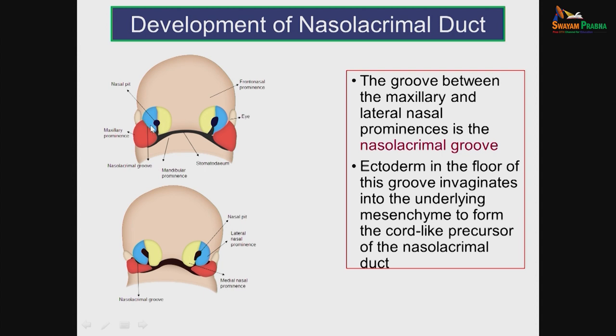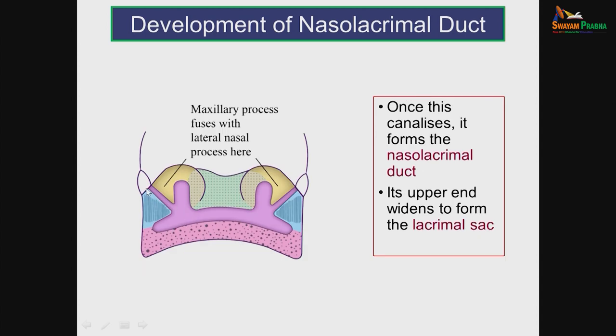This nasolacrimal groove lies between the maxillary process and the lateral nasal process. The ectoderm in the floor of this groove invaginates into the underlying mesenchyme and forms a cord-like precursor for a duct, which is called the nasolacrimal duct. Once this duct is formed, it gets canalized and forms the nasolacrimal duct.